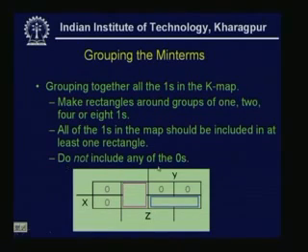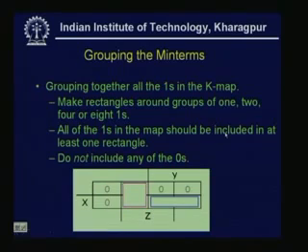So how can we make the group? By grouping together all the ones in the K-map. Make rectangles around groups of 1, 2, 4 or 8 ones. So here there are only 2 groups I can make. Each consists of only 2 min terms. All of the ones in the map should be included in at least one rectangle.